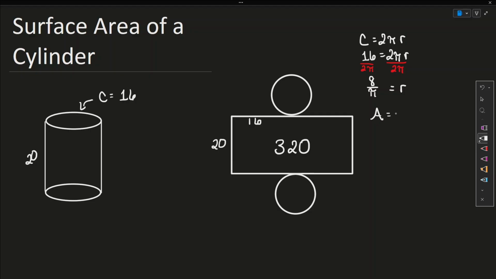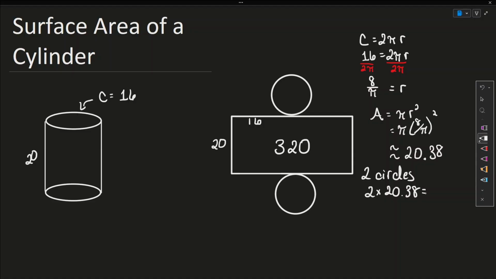We then have area is pi r squared, or pi times (8 over pi) squared. Working this out and letting pi be equal to 3.14, we have that this area is approximately 20.38. So, since we have two circles, one on the top and one on the bottom, we would need to do 2 times 20.38, which would give us 40.76.